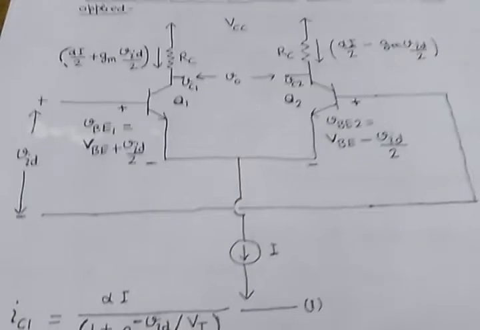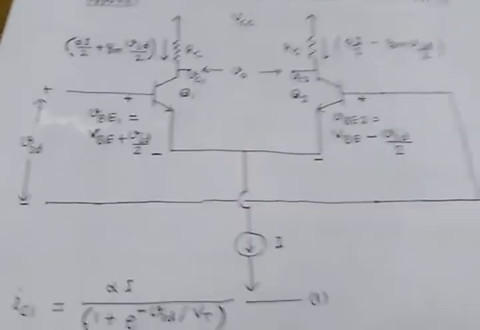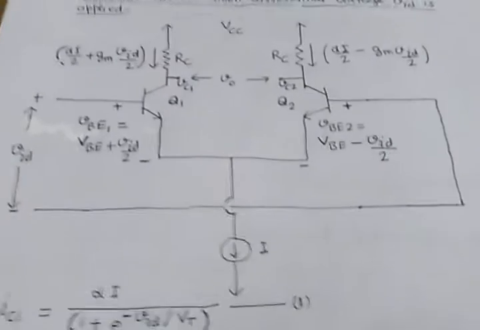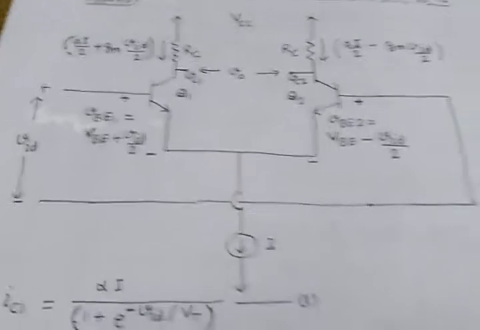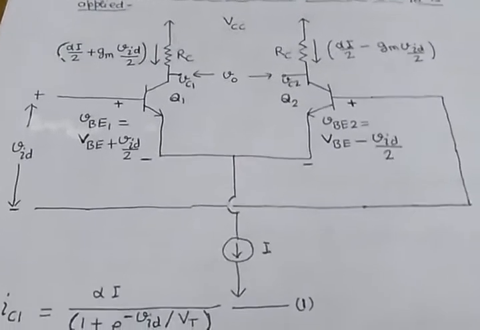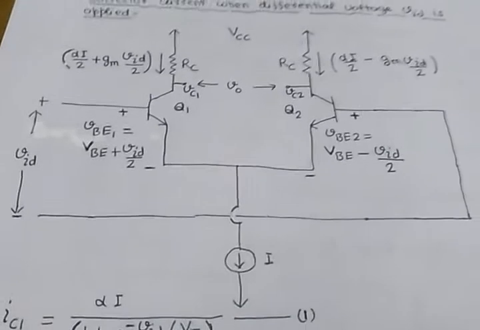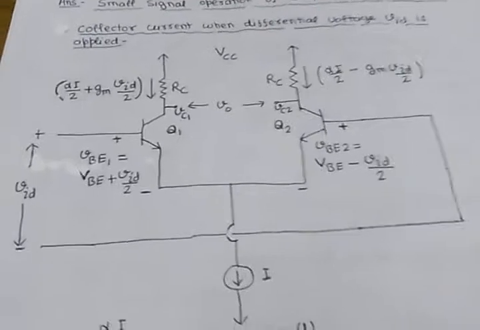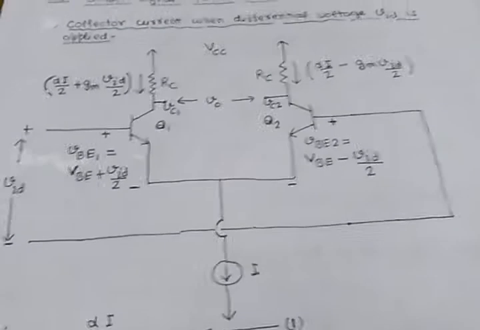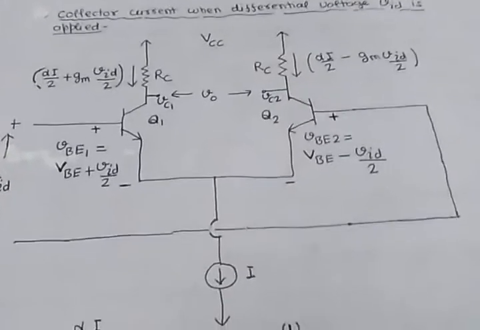Practically, it should be as high as possible. So, we should design differential amplifier in such a way that the differential amplifier should have common mode rejection ratio as high as possible. This is the structure of BJT differential pair. I have already explained this circuit in my previous video.